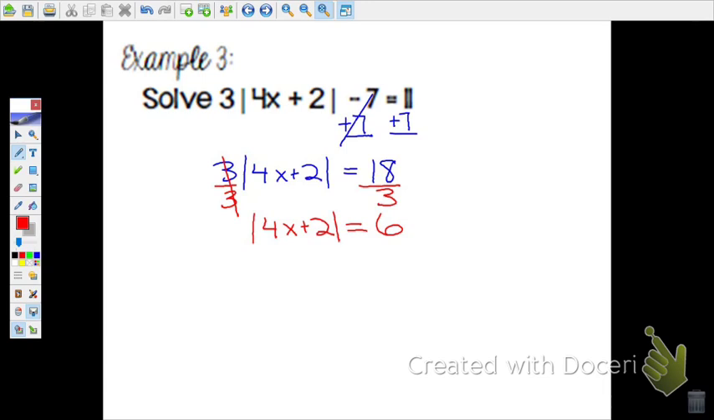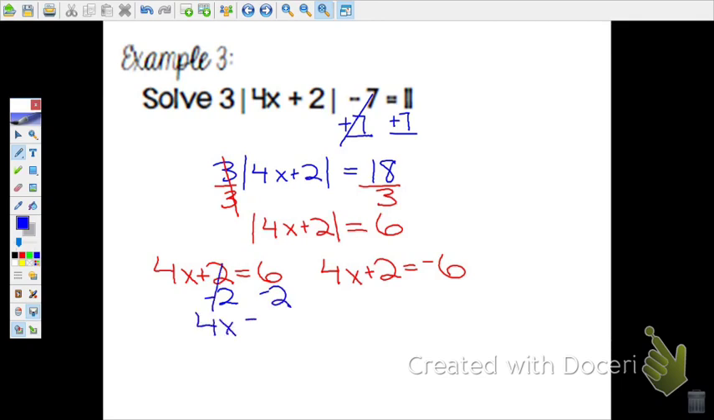Now I can write my 2 equations. 4x plus 2 equals positive 6. 4x plus 2 equals negative 6. Then I'm going to solve each one. So I'm going to start out by subtracting 2. 4x equals 4. Divide by 4. X equals 1.